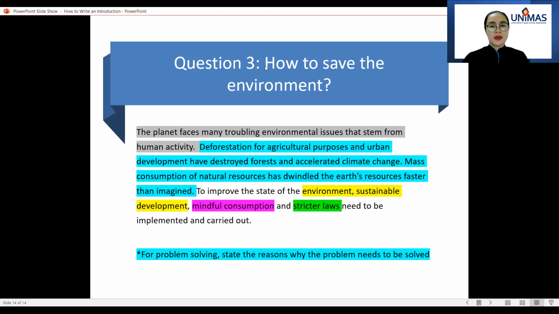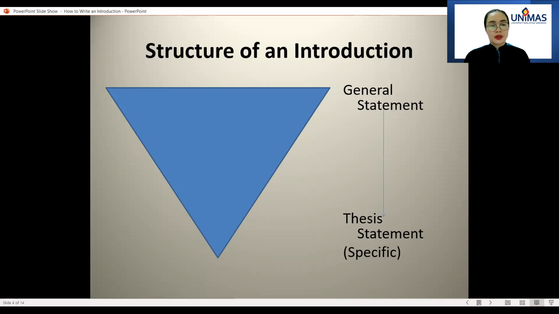So before we end the session, let's recap on the structure of an introduction paragraph. Okay, to recap, let's go back to the earlier slide. So the structure of an introduction should look like an inverted triangle. It starts from something general, a general statement regarding the topic, and then you slowly move to the thesis statement, which is a statement that is specific to your essay by presenting your points.